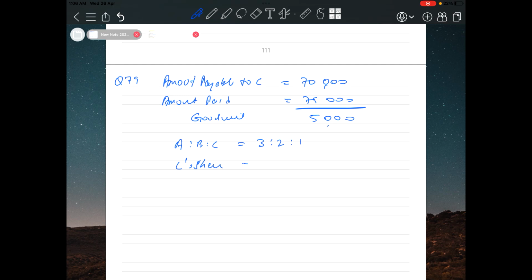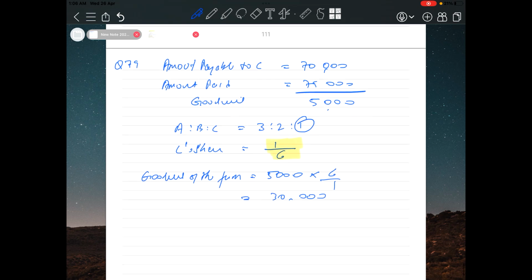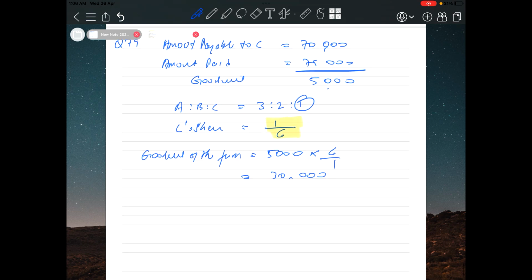C's share is equal to 1 by 6. So what will be the goodwill of the firm? If C is getting 1 by 6, what will be the total goodwill? How will we calculate? 5,000 into 6 by 1. 5 6 are 30. So I hope you have understood this question. The goodwill of the firm is 30,000.